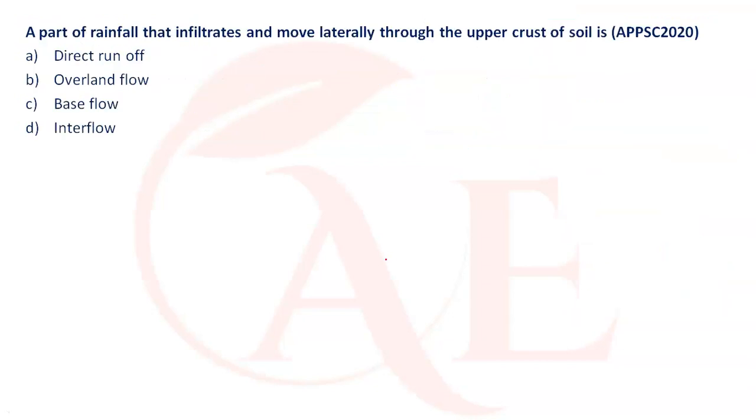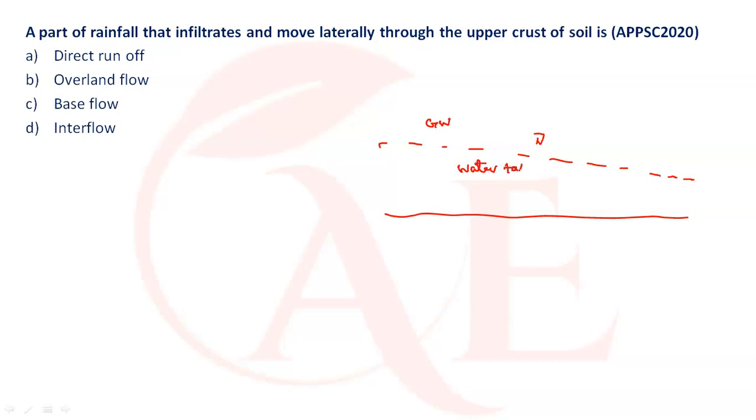So the next question: a part of rainfall that infiltrates and moves laterally through the upper crust of the soil. The diagram clearly denotes this. We can see the diagram here. This is the water table, it is groundwater. Precipitation is here, which flows on the ground. So first there will be a slope here.